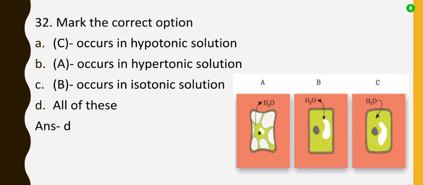Mark the correct option in the given three figures of the three cells. The correct option is all of these. A is in hypotonic solution, B occurs in hypertonic solution because cytoplasm protoplasm is going to shrink, and A is hypertonic solution, C is hypotonic solution, and B occurs in isotonic solution.